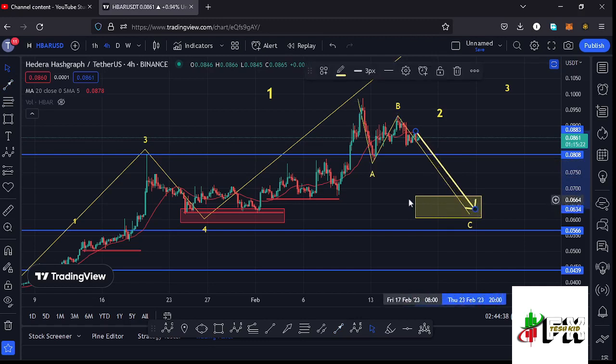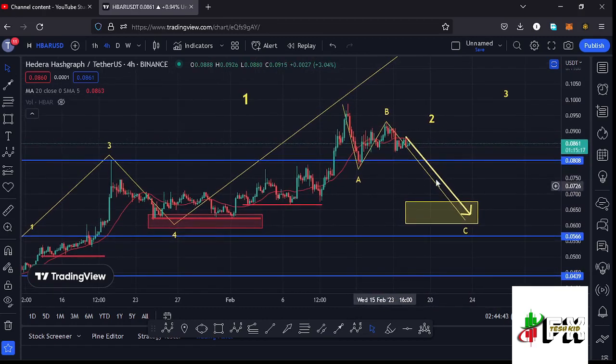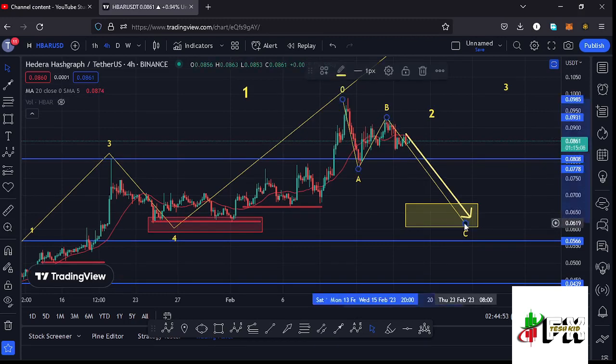And in the formation of that wave 2, we also expect to see an ABC corrective structure also play out, and I believe we are seeing such a scenario over here, having this as the wave A, then a wave B making its peak at around the $0.0928 mark, and I'm expecting one more leg down to the lower side to fully maximize our target areas in the formation of that wave C.